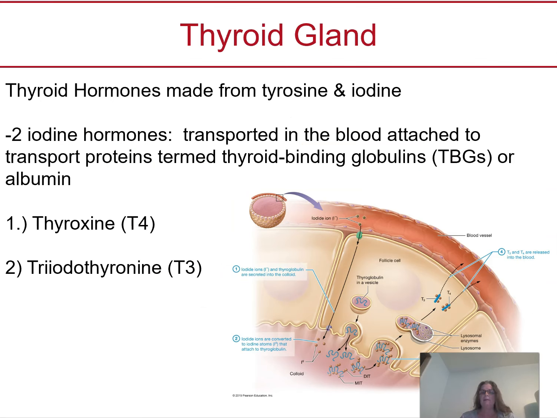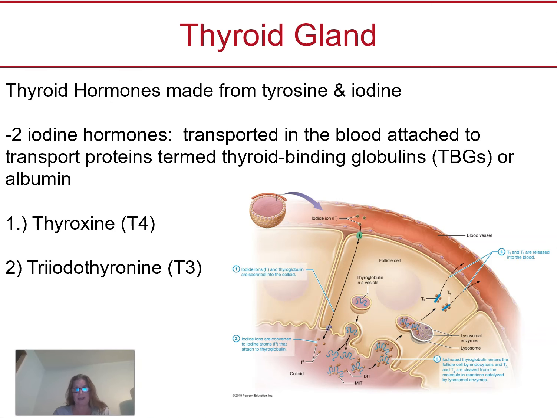So you need the amino acid tyrosine, and you need to make sure you get iodine in your diet. It's usually not too much of a problem because most of our salt is actually iodized salt. It's in several different types of foods. So these hormones are made. Now, they are transported on proteins. They have these transport proteins called thyroid binding globulin. A globulin is a type of plasma protein, and albumin is another plasma protein.